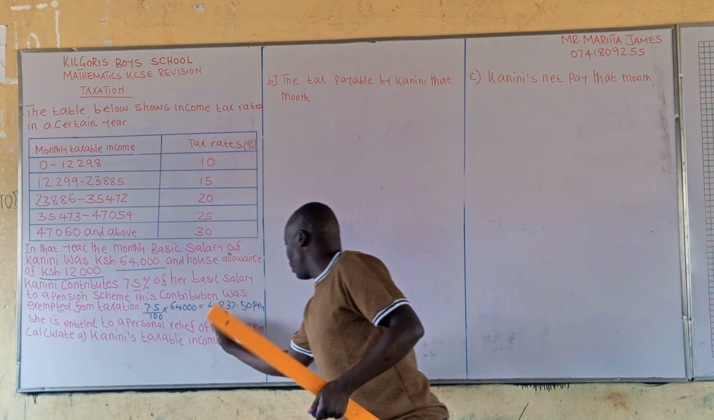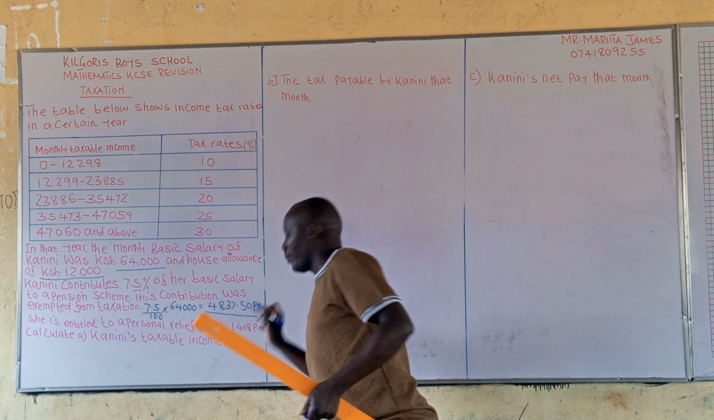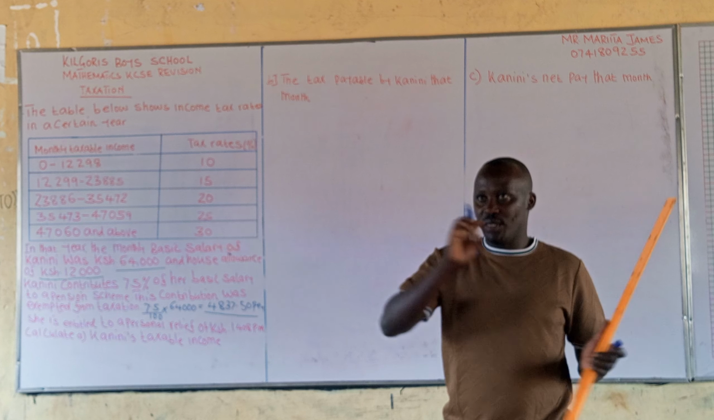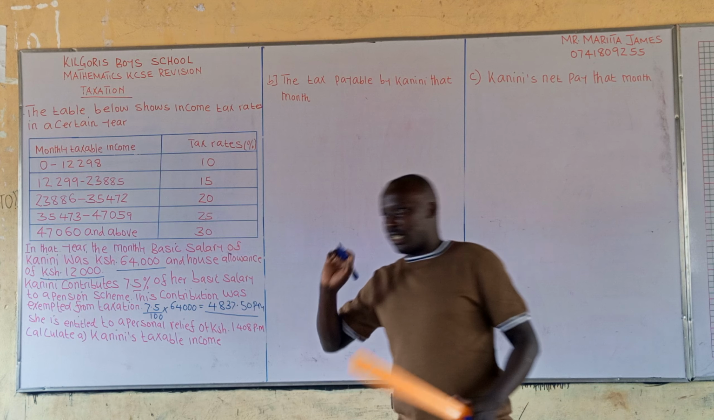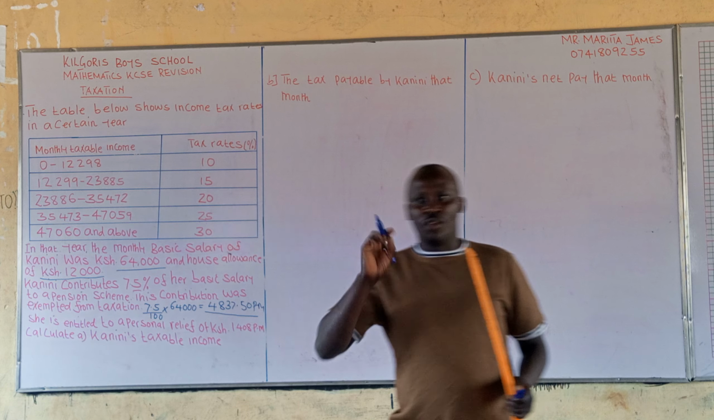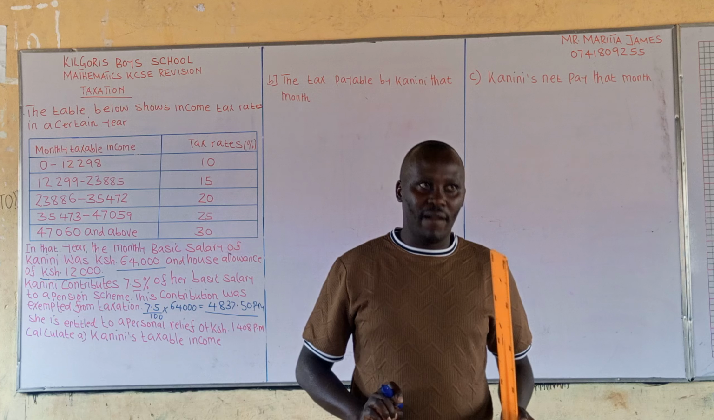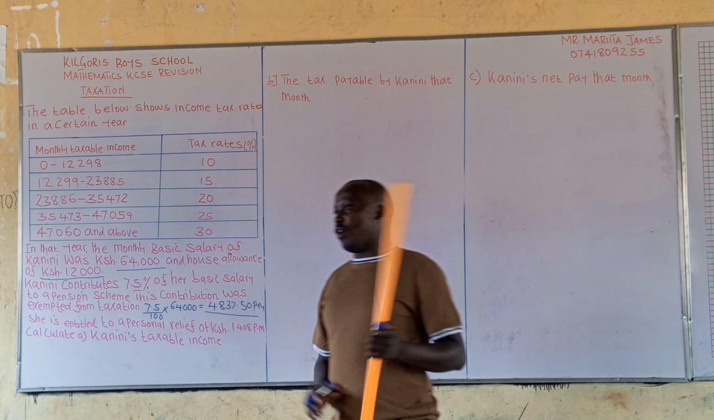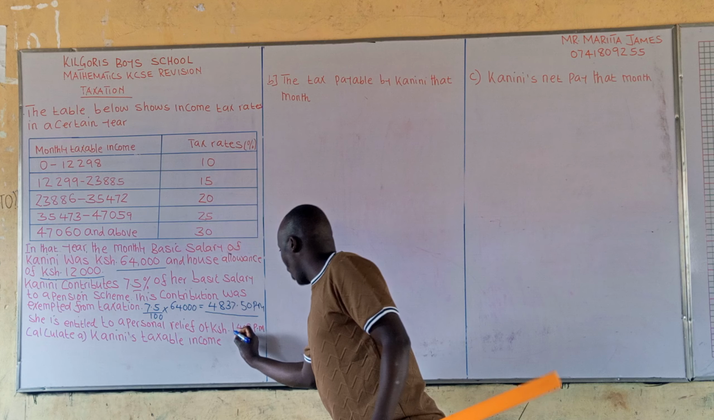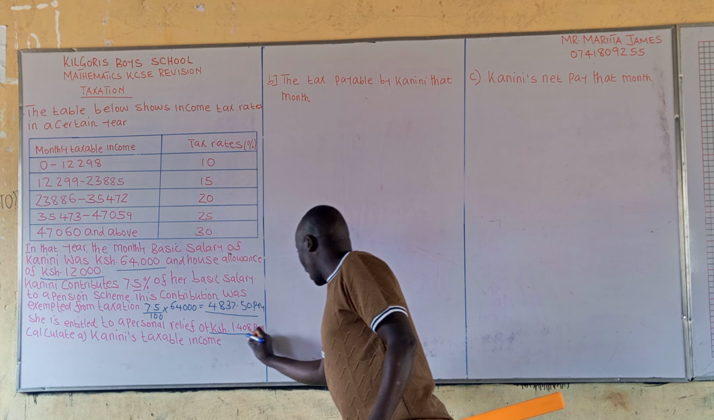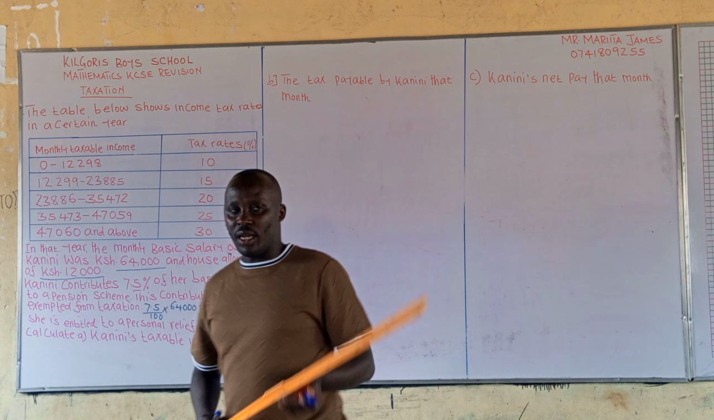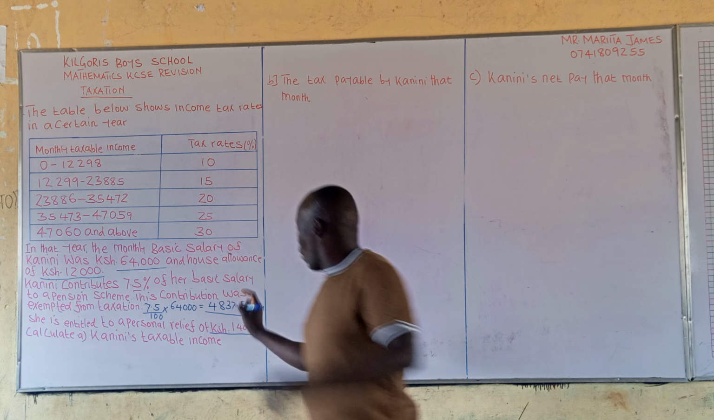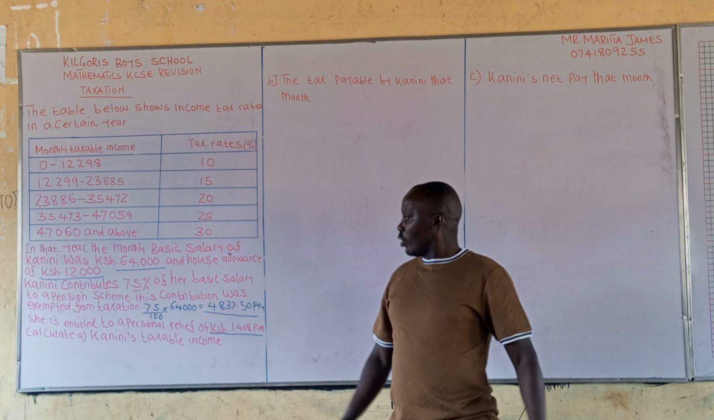So mark this one very well, because we are going to use this one as one part of the deduction. This is a deduction of 7.5%, which translates to 4,837 and 50 cents. She is entitled to a personal relief of Kenya shillings 1,480 per month. So Kanini has been given a relief of Kenya shillings 1,480 per month.